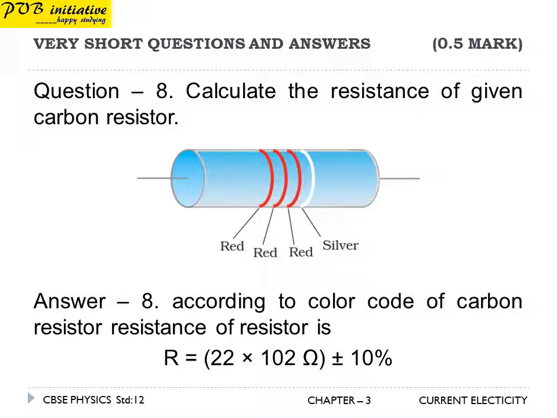Question 8. Calculate the resistance of a given carbon resistor. Answer 8. According to the color code, the resistance of the carbon resistor is R equals 22 into 10 to the power 2 ohms plus or minus 10%.